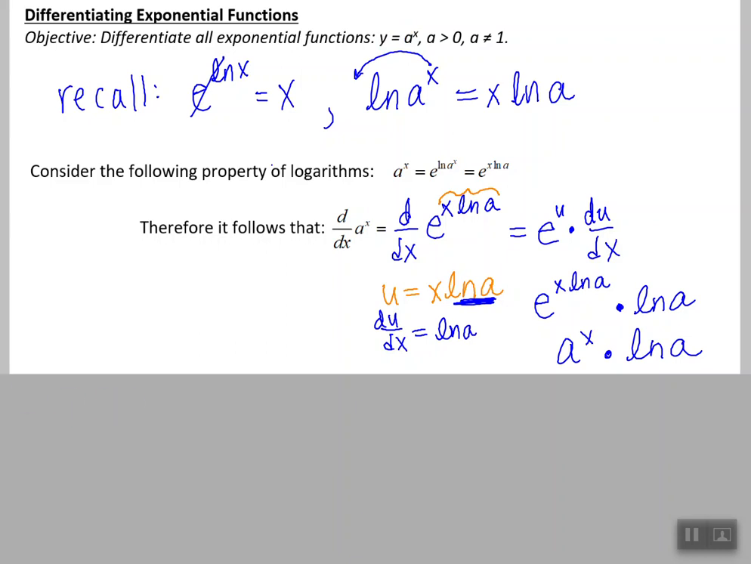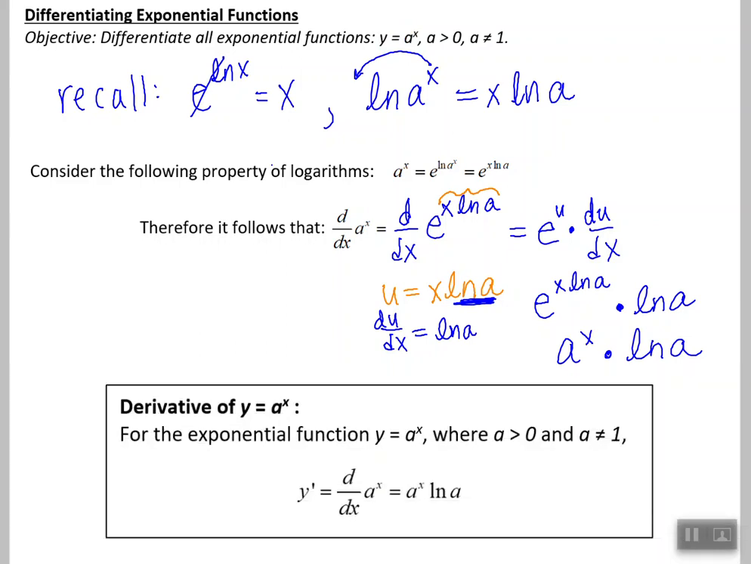Ultimately, whether or not you remember how to get there, let's remember what it is. The derivative of y equals a to the x, where a is greater than 0 and not equal to 1, is a to the x times natural log of a. Memorize this.